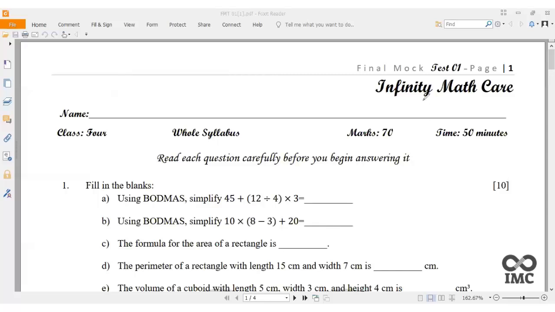Okay, everyone. Right now, final mock test 1. We need to solve the whole question, inshallah. So, first of all, fill in the blanks.